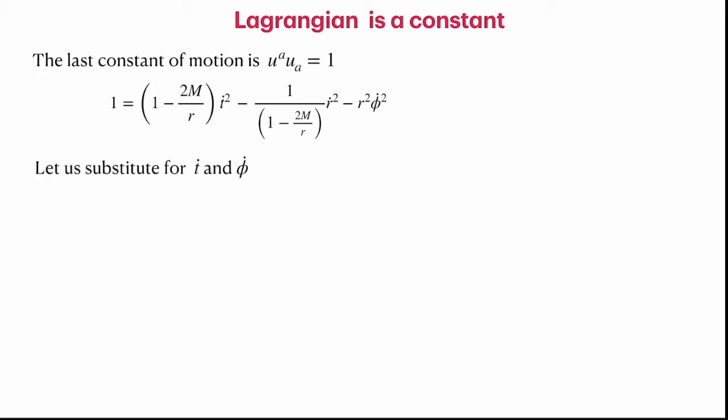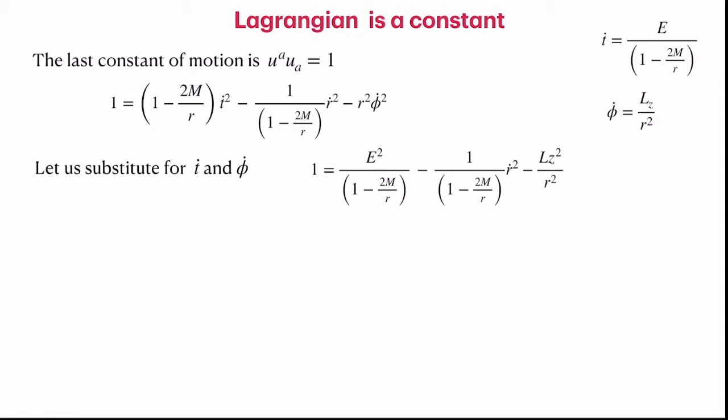Here also what we can do is replace t dot and phi dot from the earlier equations which we have obtained, that is t dot is equal to E by (1 minus 2m by r), and phi dot is equal to Lz by r square. Once we do that, we can simply get the equation only in terms of r dot and r. That means the radial equation can be completely decoupled from the other equations. This is what we mean by decoupling the equations of motion. It is possible because of the conserved quantities.